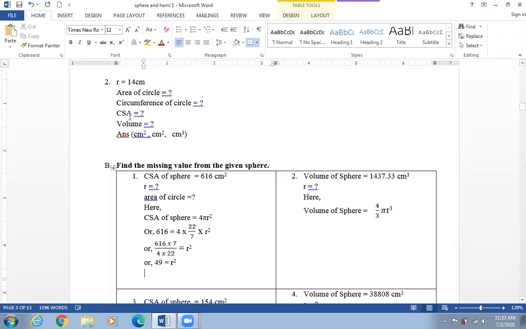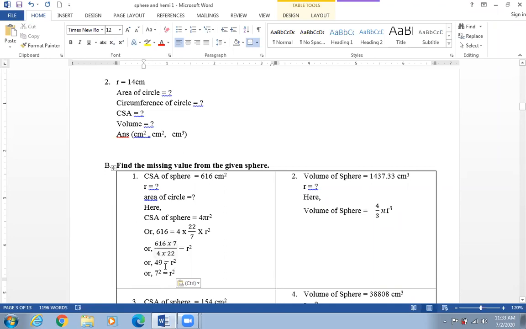And finally we can write down 7 square equals r square. Right? So cancel this one.